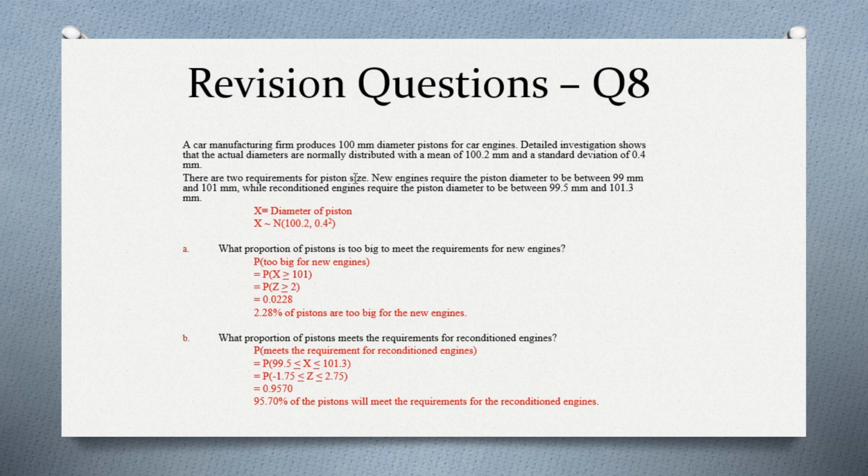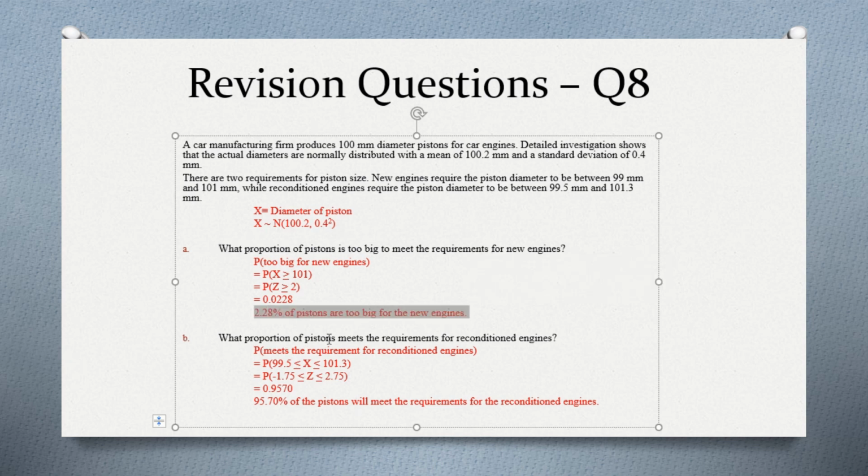There are 2 requirements of piston size. New engines require between 99 and 101. So if too big means bigger or equals to 101. Why didn't I just say bigger than 101? This is normal distribution. It's continuous. So if I'm saying bigger than 101, immediately you must know it's bigger or equal to 101. Then you change to z-score, find your probability. Because they ask proportion, you times 100% and find your answer.